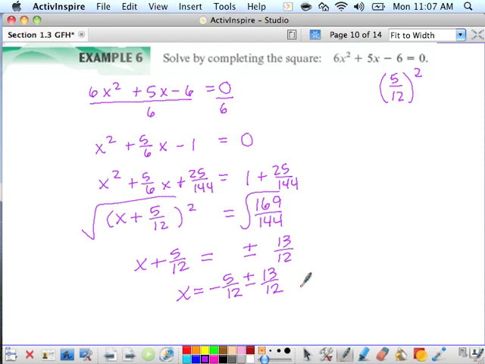Negative 5 plus 13 is 8 over 12, which reduces to 2/3. And the other one is negative 18 over 12. So if we keep going, 8 over 12 reduces to 2/3, right? And negative 18 over 12 reduces to negative 3/2. And those would be really easy to type into the answer box.